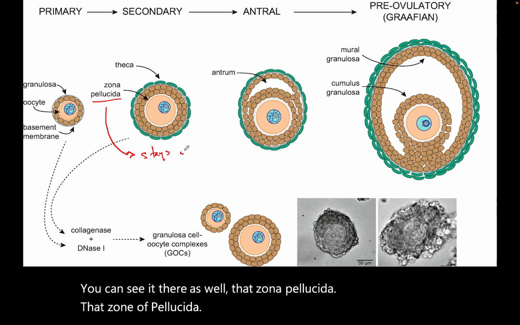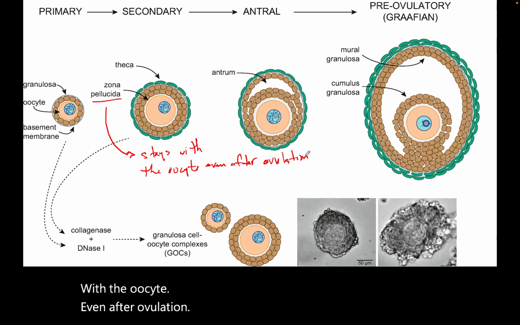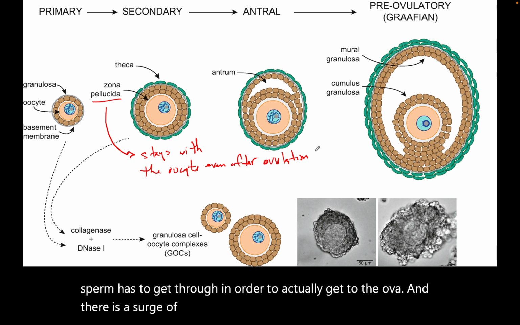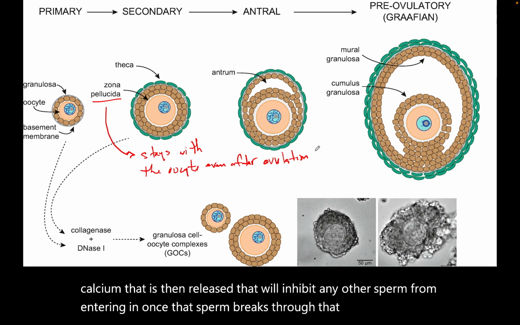stays with the oocyte even after ovulation. And in fact, it's the zona pellucida that will create a barrier that the sperm has to get through in order to actually get to the ova. And there is a surge of calcium that is then released that will inhibit any other sperm from entering in once that sperm breaks through that zona pellucida.